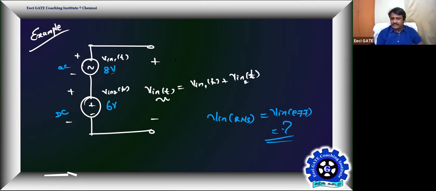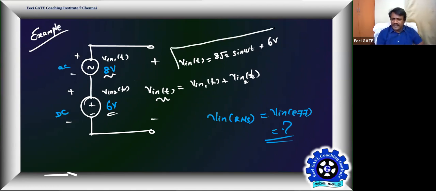Then V in of t will become: V in 1 of t is 8 RMS, this is the RMS effective value. Therefore, 8 root 2 sine omega t, omega not given, plus the DC value, that is always a constant 6 volt. This is my signal. I'm asking its RMS value. I have a signal 6 plus 8 root 2 sine omega t volts. What is its RMS value?